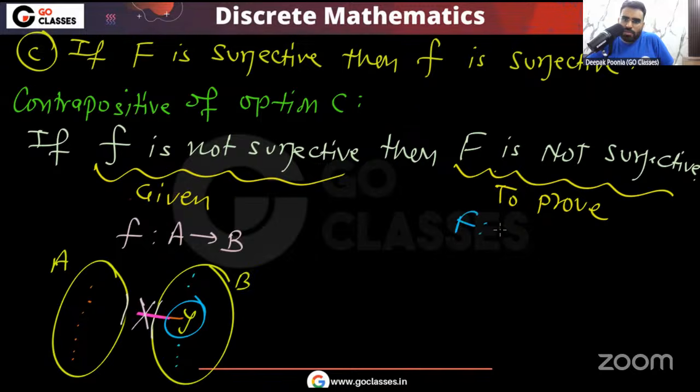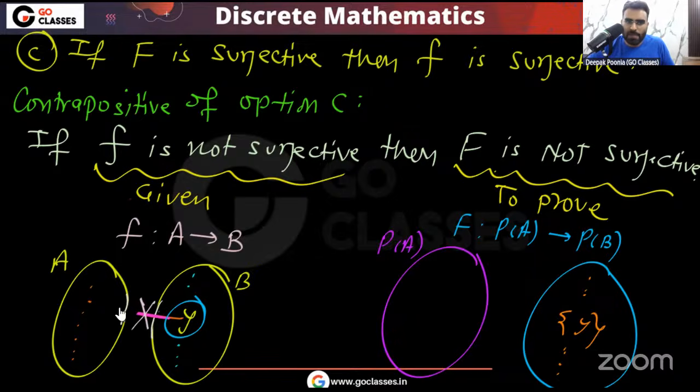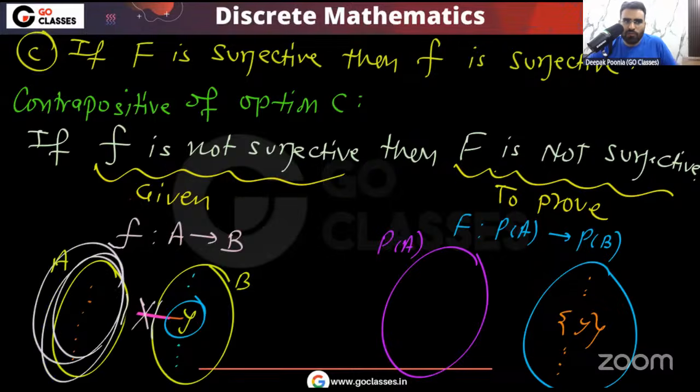Remember, capital F is from the power set of A to the power set of B. Now where will the problem happen? Now in the power set of B, you will have this element. Just tell me one simple point. Is it possible that there is at least one element which is mapping to this element? Remember, there is no element of A which is mapping to y. Yes or no? Look at this small f. In this B, there is this element y. There is at least one element in the codomain such that it has no pre-image, means there is no element of A which is mapping to y.